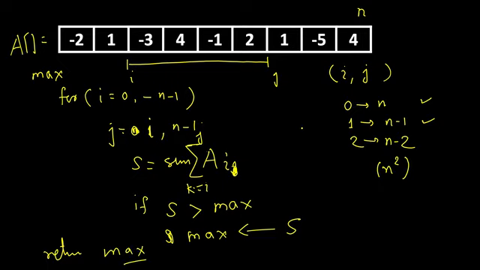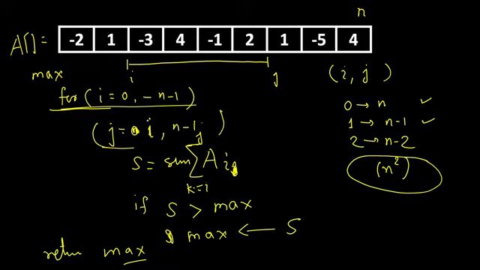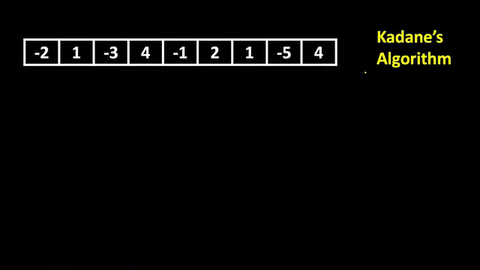This is a very naive solution. You are looking at all the possible subarrays, and that's why it's order n square, because there are n square subarrays. And here also you can see there are two nested loops, one from 0 to n, second from i to n. Now let's look at an improved solution, and this idea was proposed by Kadane's algorithm.